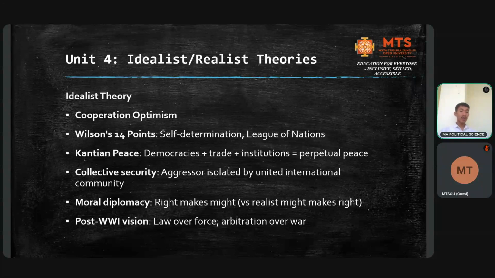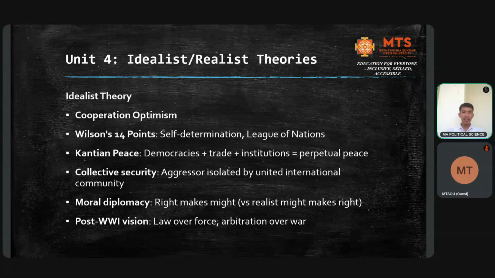Immanuel Kant talked about democracy plus trade plus institutions equals peace. When you combine these three elements, peace is possible according to Kant. Collective security is when somebody is aggressive or attacks another country, that country will be isolated by the international community. They will not buy from you, we will not talk with you, we will not do business with you. You survive alone if possible. But in the world of globalization, how do you survive alone? So there is a thing called collective security: you are isolated by the international community around the globe.